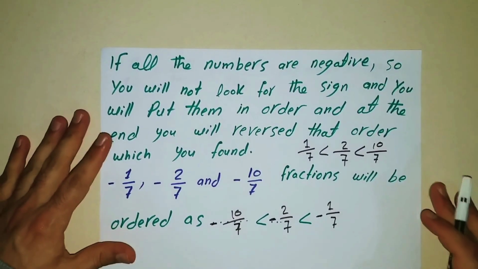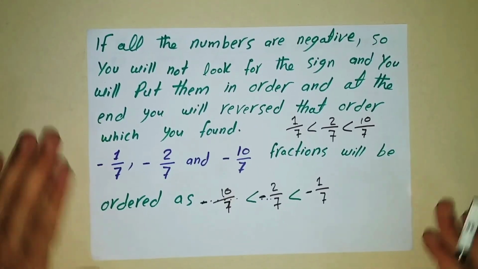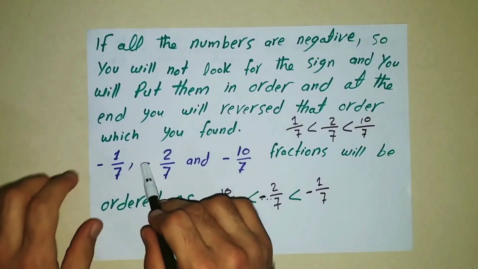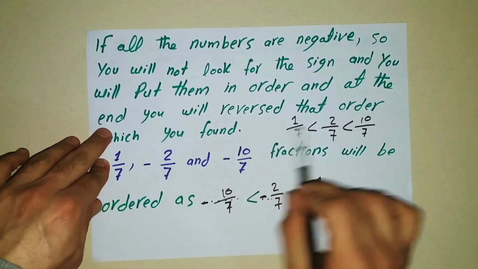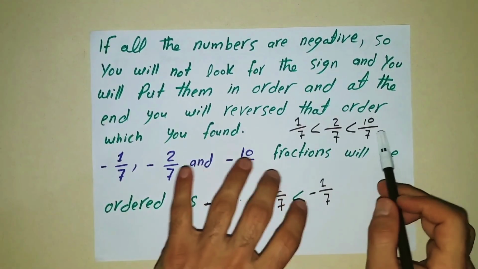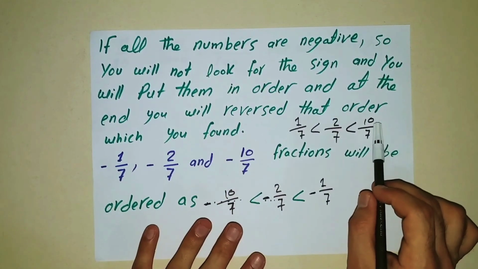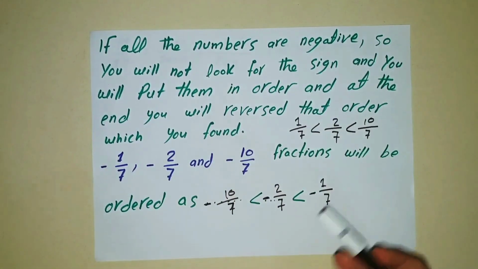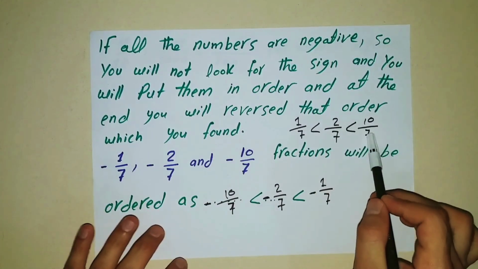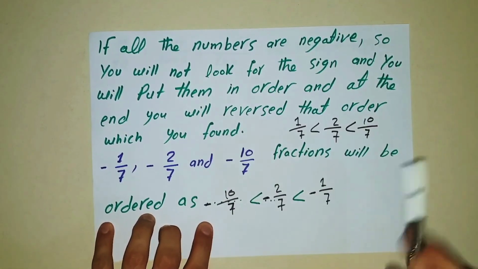Let me make you understand this question once again. If all of them are negative, you will ignore these negative signs and you will put them according to positives. Like in positive, I was going to see which has a greater numerator, that will be the greater, and in negative, at the end you will reverse this process. Now I reverse this process. 10 by 7 will be the smaller and 1 by 7 will be the greater.